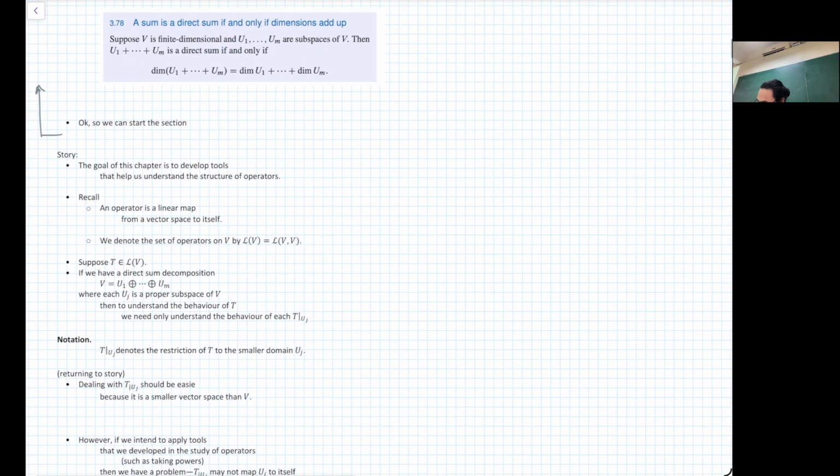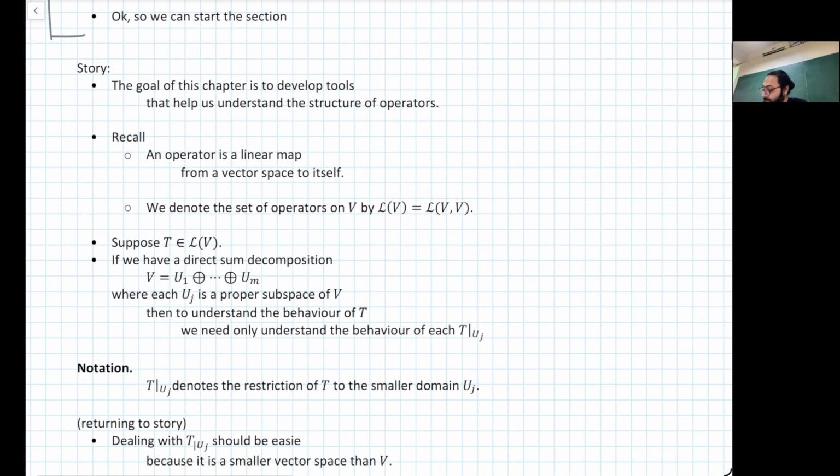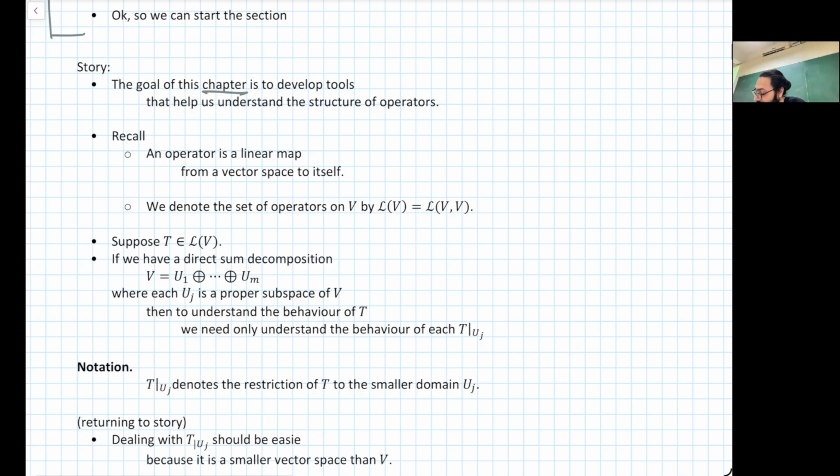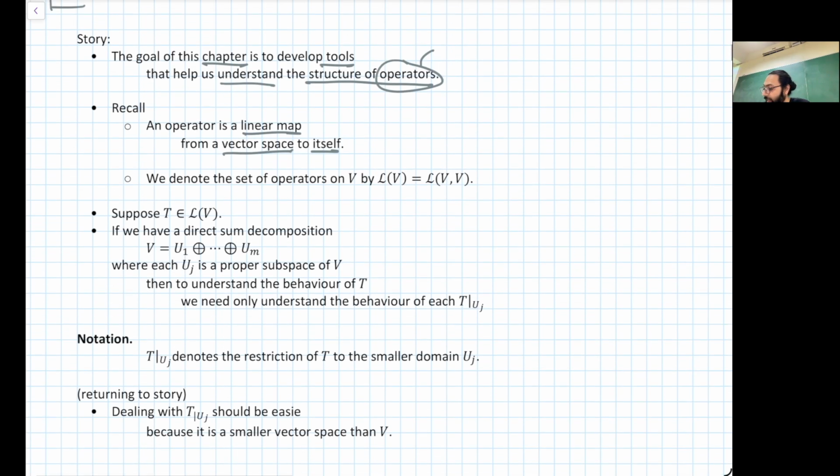And then let's actually start the chapter. Okay, so now the goal of this chapter is to develop tools that help us understand the structure of operators. Operators, remember, are linear maps from the vector space to itself. It's basically just a linear transformation from a certain vector space to itself. So those are called linear operators, or just operators. And we want to understand the structure of these objects.